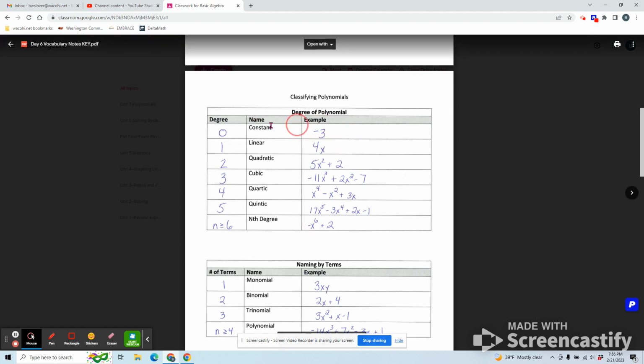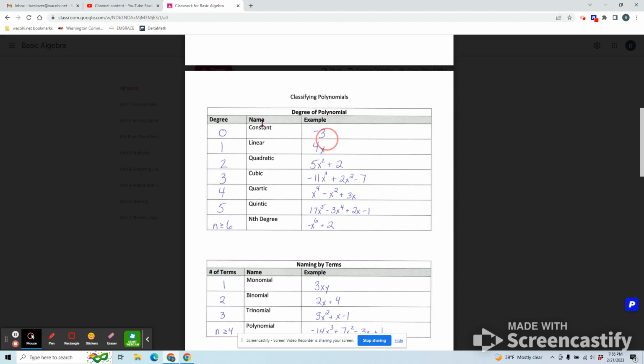Okay. For purposes of this class, we focus right in here. Okay. We don't really get anything above this. We'll see a few quintics just for naming purposes, but our focus mostly in our class or in next year or the year after is focusing on constant, linear, and quadratic.